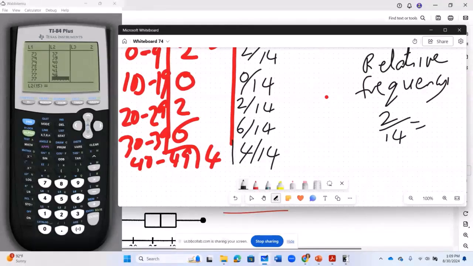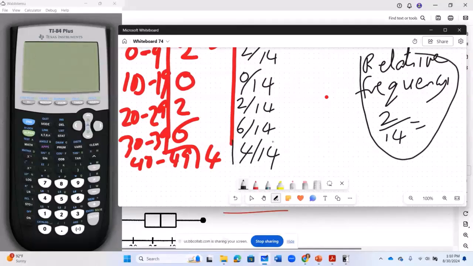Okay, so now when I have a relative frequency column, now the graph can be called a relative frequency distribution. So this graph is now a relative frequency distribution. So that is a relative frequency distribution.